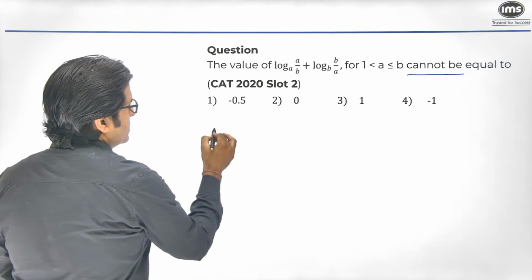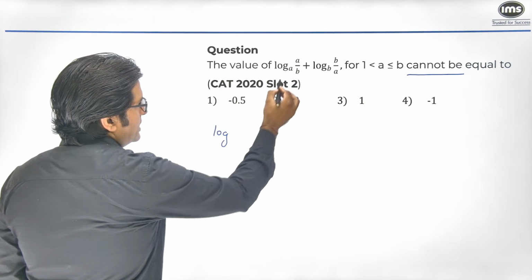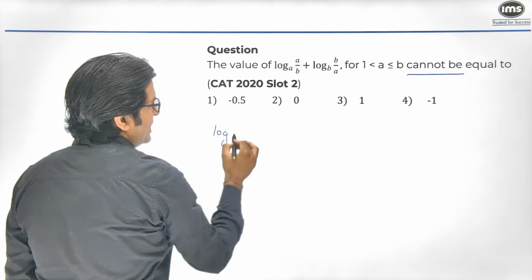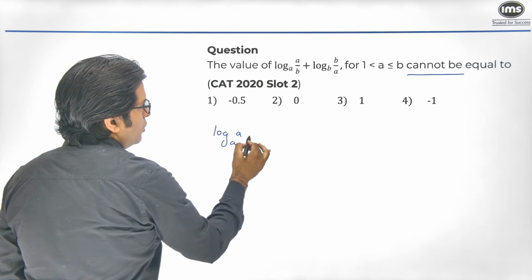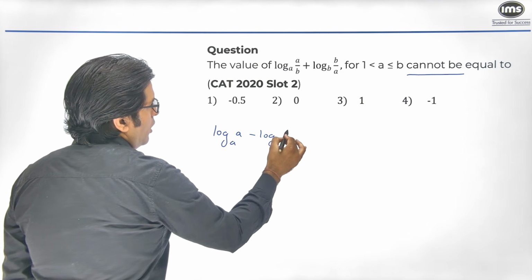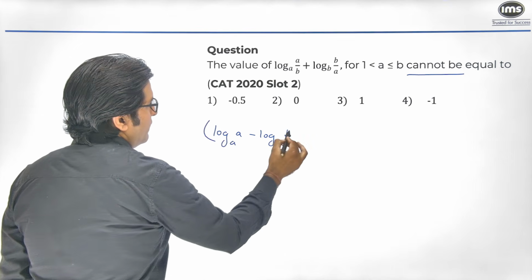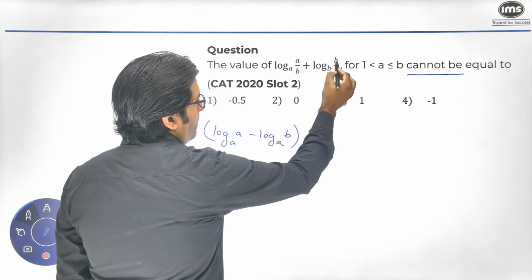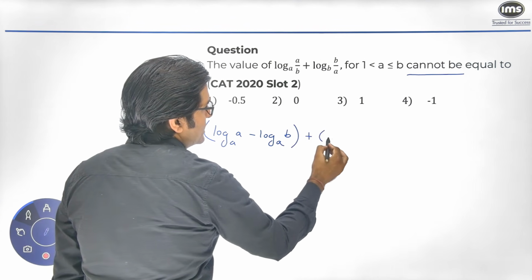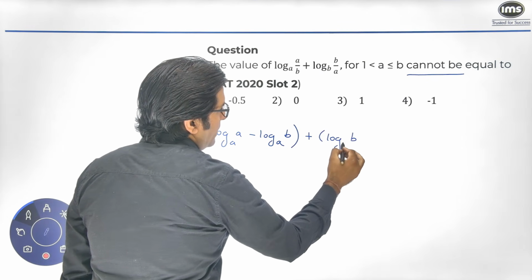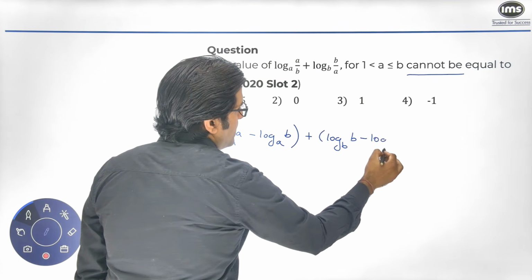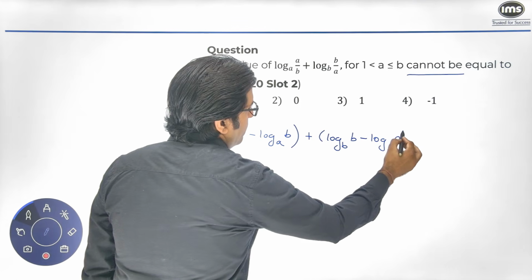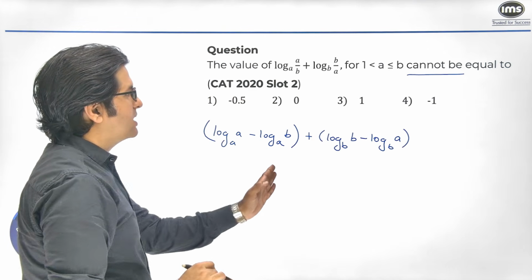So let's simplify this expression. I am writing this log a by b to the base a directly as log a to the base a minus log b to the base a. So this is my first expression. What is log b by a to the base b? So I can write this as log b to the base b minus log a to the base b. And that's it. This is my expression.